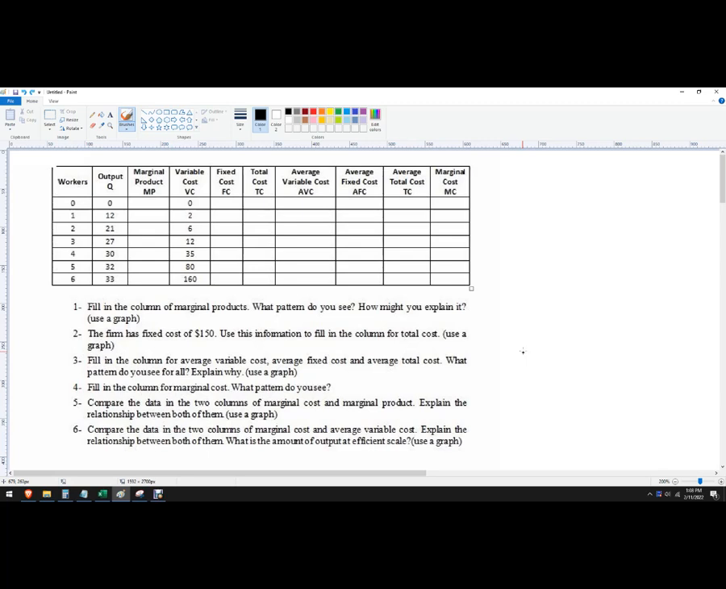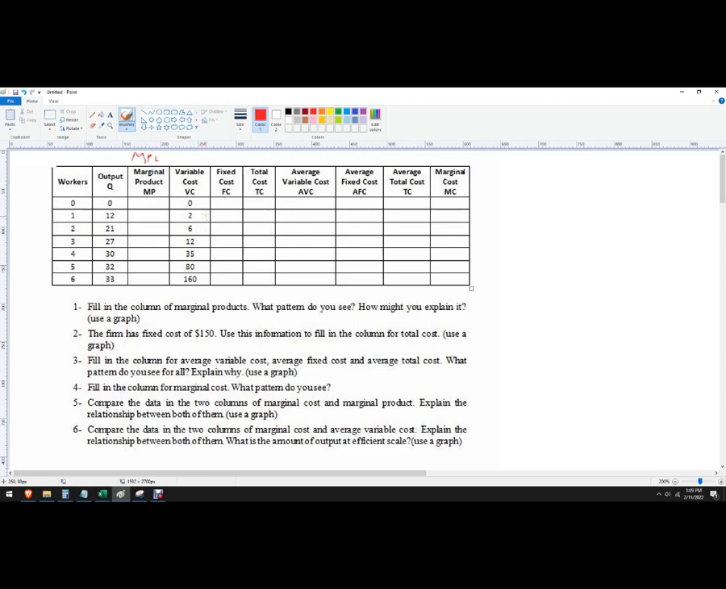Hello, in this video we're going to do a cost chart and do the analysis that corresponds with the questions. So here I've got a worker production schedule. I've got workers, the output of workers, and marginal product. This could really be thought of as the marginal product of labor too, because it's labor units that I'm adding, or workers that I'm adding.